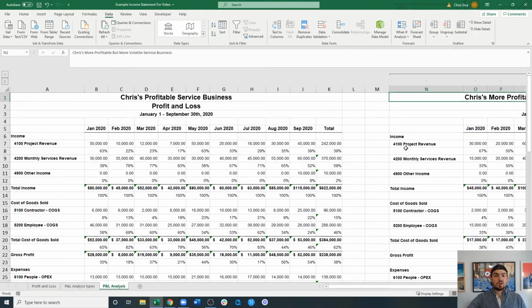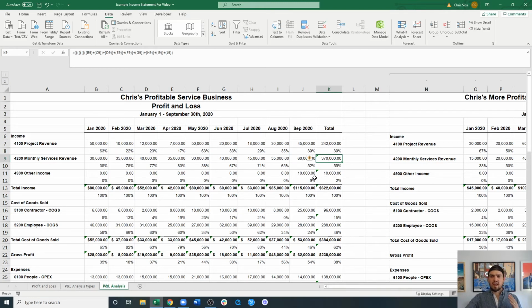We're going to use the same chart of accounts. It's the same type of business. So to keep it really simple, we're structuring all the accounts the same way. And what we're going to see here is I'm going to start by looking at the totals of income. So in Chris's profitable service business, we did $622,000 in total income in the first 3 quarters, with, again, 40% of that being project revenue and 60% of that being monthly services revenue. So I'm thinking monthly service revenue seems to be like a more repeatable style of business. It's a little bit more stable. You can count on it more.